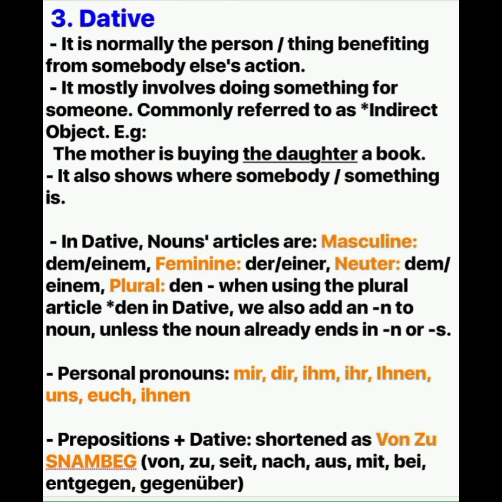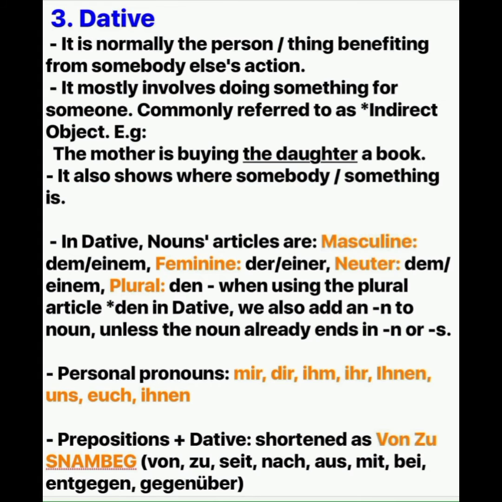We also have prepositions plus dative. Initially, I have given you prepositions plus accusative. Now I want you to see prepositions plus dative. In that, whenever you see these prepositions, the following article or thing, you also put it in dative. So here are the prepositions plus dative. I normally shorten it as von zu Snambeg. Von zu Snambeg. All right?